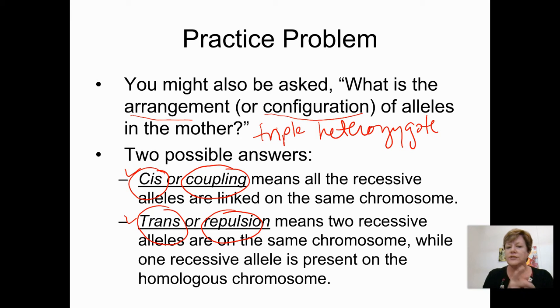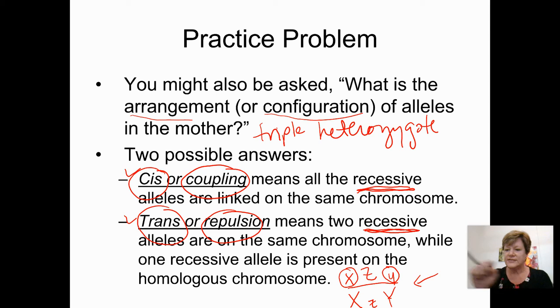What this means is you're looking at, in the mother, right? Remember, the mother was little x, big Z, little y on one chromosome, and big X, little z, big Y on the other chromosome. You're looking for the arrangement of the recessive alleles. You're only looking at the recessives. So in words, the way you would explain this layout that I've drawn here is the X and the Y are on the same chromosome, and the Z is on the other one, on the homolog.